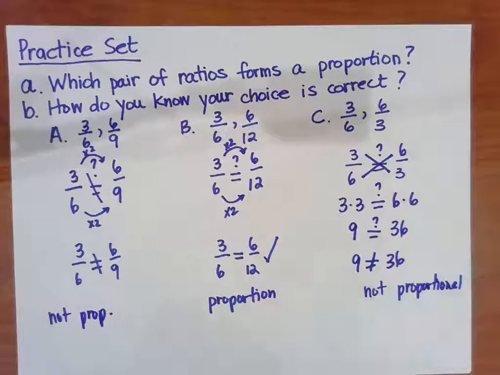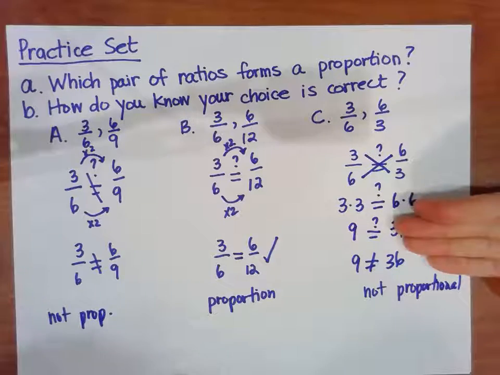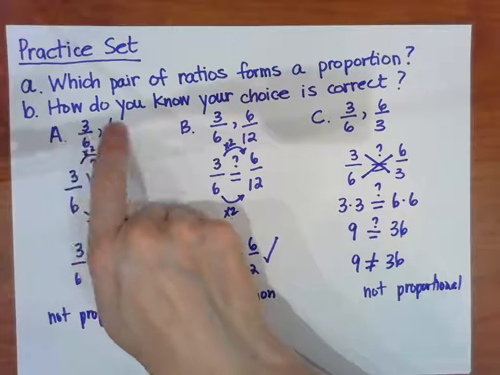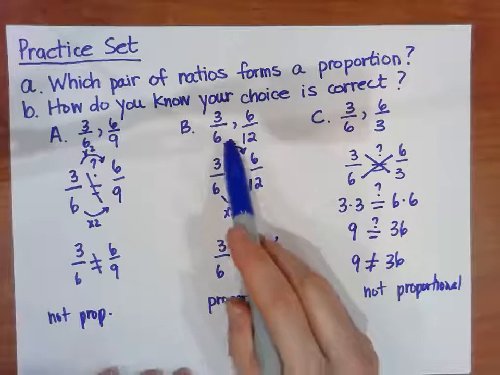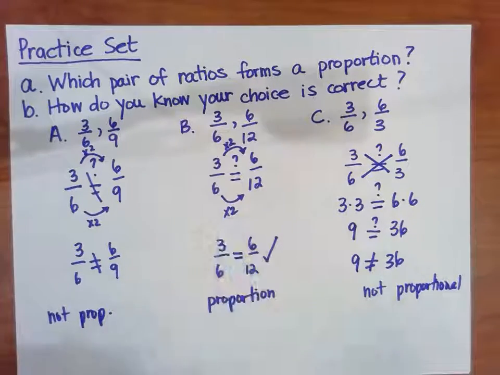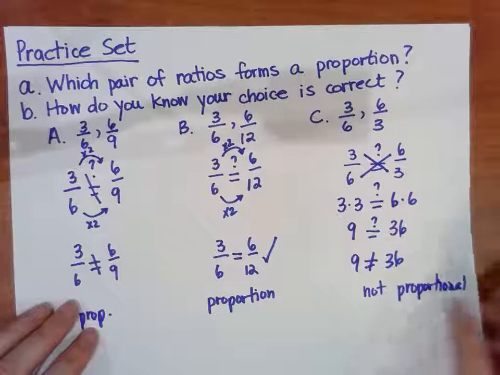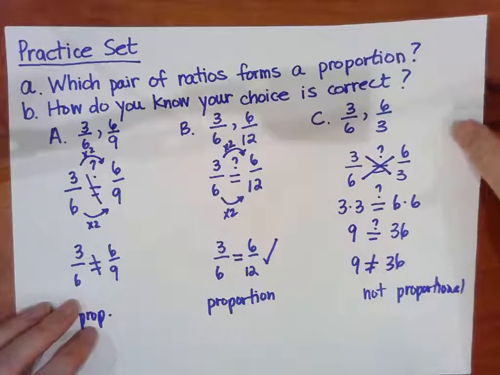Okay, so once again we can use the cross product to check if something is proportional, or we can just multiply by 1 in a fancy form of 2 over 2 and see if we can multiply the numerator and the denominator by the same thing to get an equivalent fraction. So either one of those approaches will work.